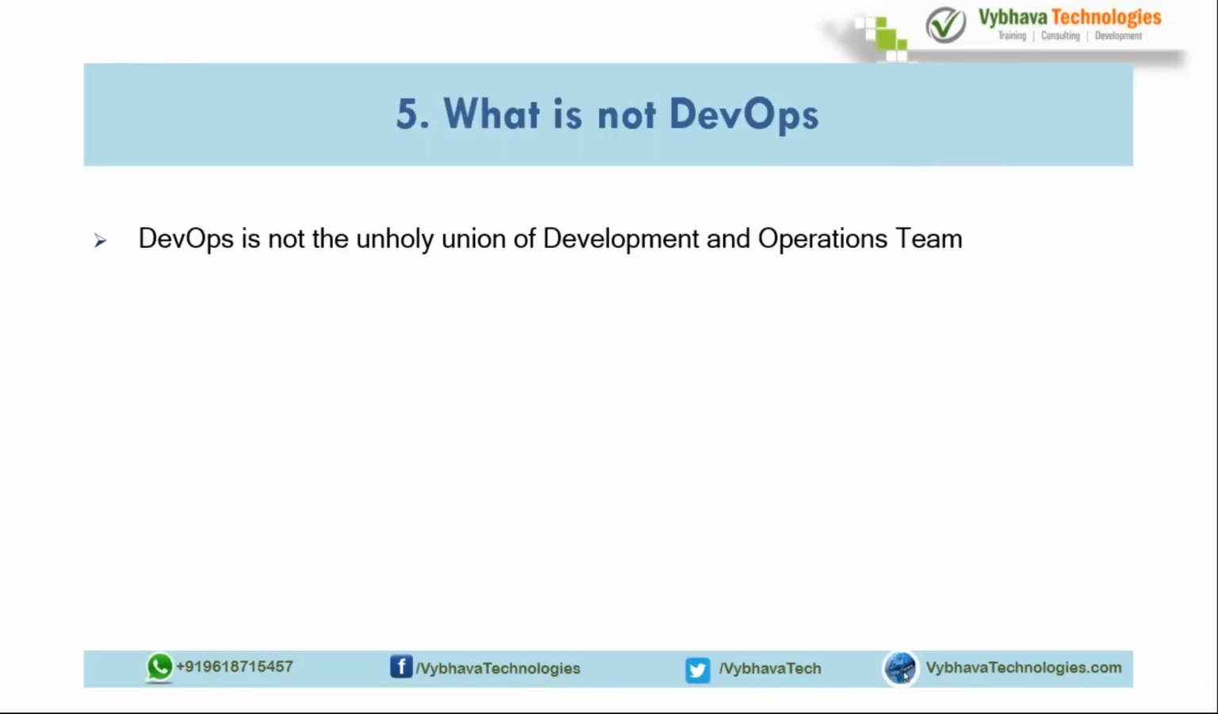So what is not DevOps? This gives you much more clarity so that you can look further. So DevOps is not an unholy union of development and operations. People are thinking, I was in Java coding, how can I go into the administration or operations work? Our operations team member will think, I never did code, I never wrote a Java program, how can I work on code changes?